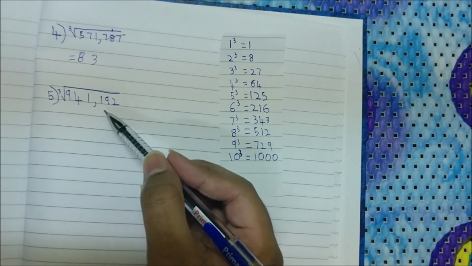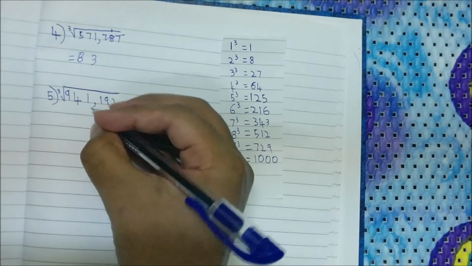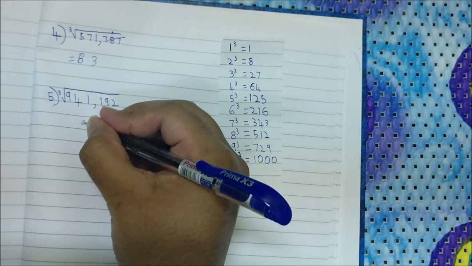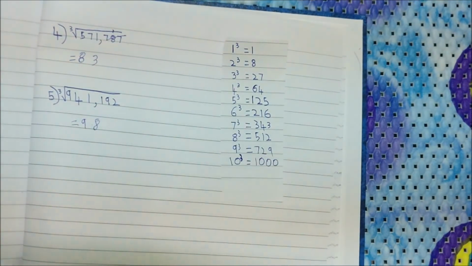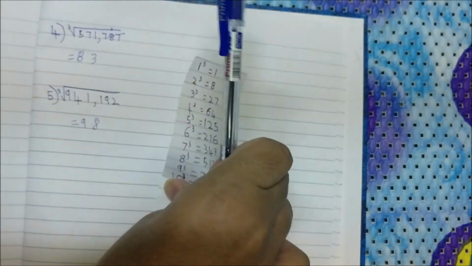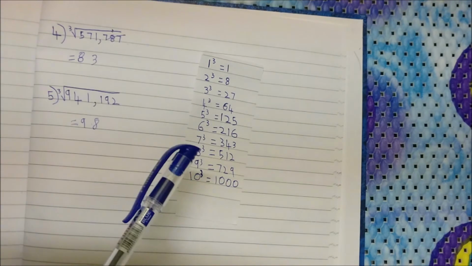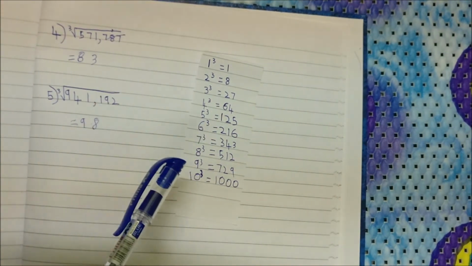Alright, so I'll do it. As this ends in 2, you write 8, and 729 is just smaller than 941, so you take 9. That's it. 98 is your answer. See? It's just so simple. What you need to know is just this thing: 9 cube is 729, 10 cube is 1,000,000 and all. You need to know all these things.